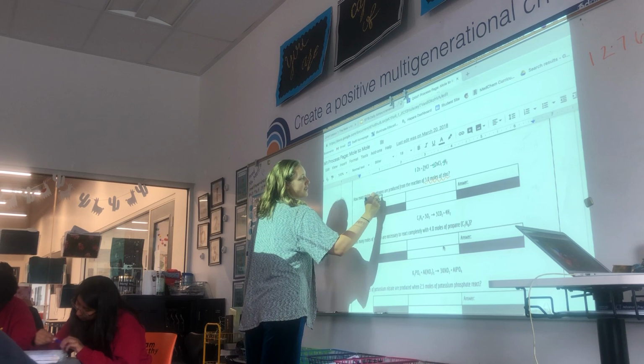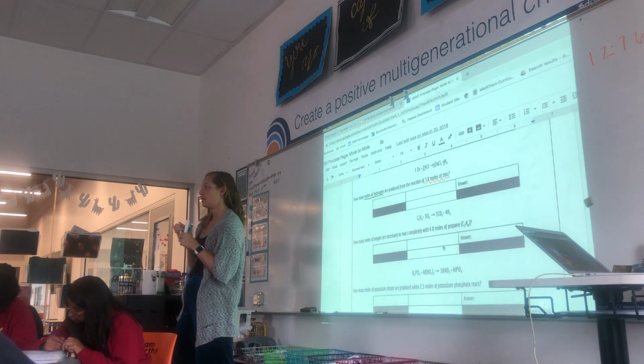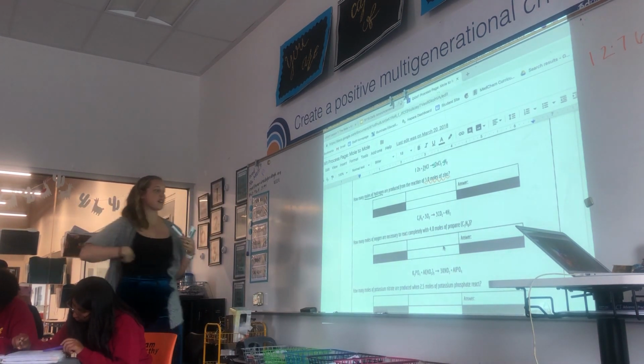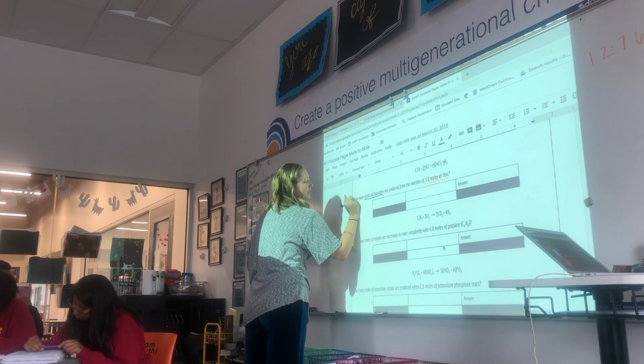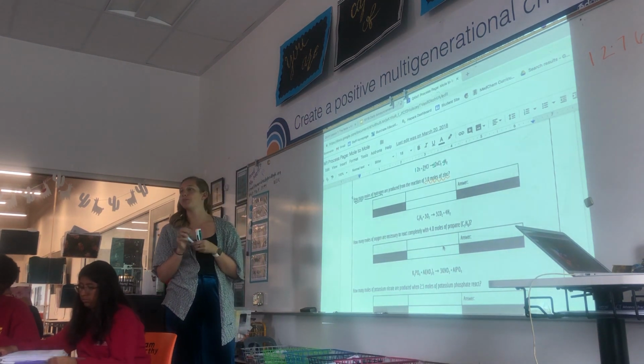Moles of hydrogen. How do we know that's what we're looking for? Because it says how many hydrogen are produced. Beautiful. So it says how many. If it starts with how many or how much, this is your clue that that's going to be your answer. Okay? So what goes in my first box?